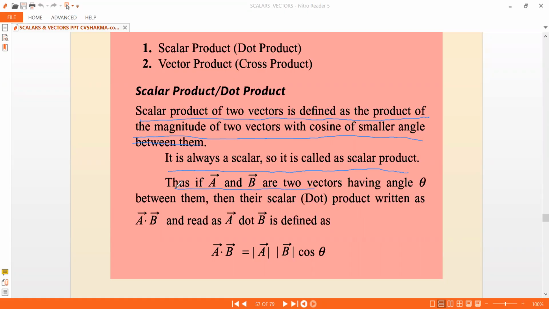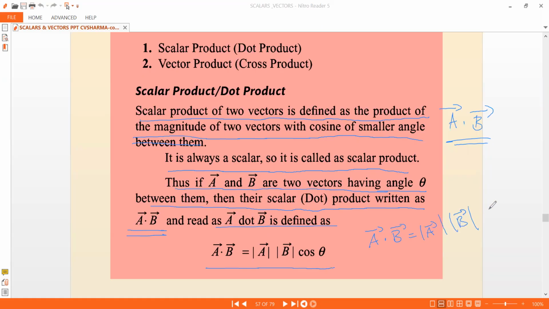Thus, if a bar and b bar are two vectors having an angle theta between them, then the scalar product or dot product is written as a bar dot b bar. This is the definition of the dot product: a bar dot b bar is mod a bar times mod b bar times the cosine of the angle between them. Two vectors have their tails matching, and this is the angle. This is how we take the angle between the vectors. As simple as that.